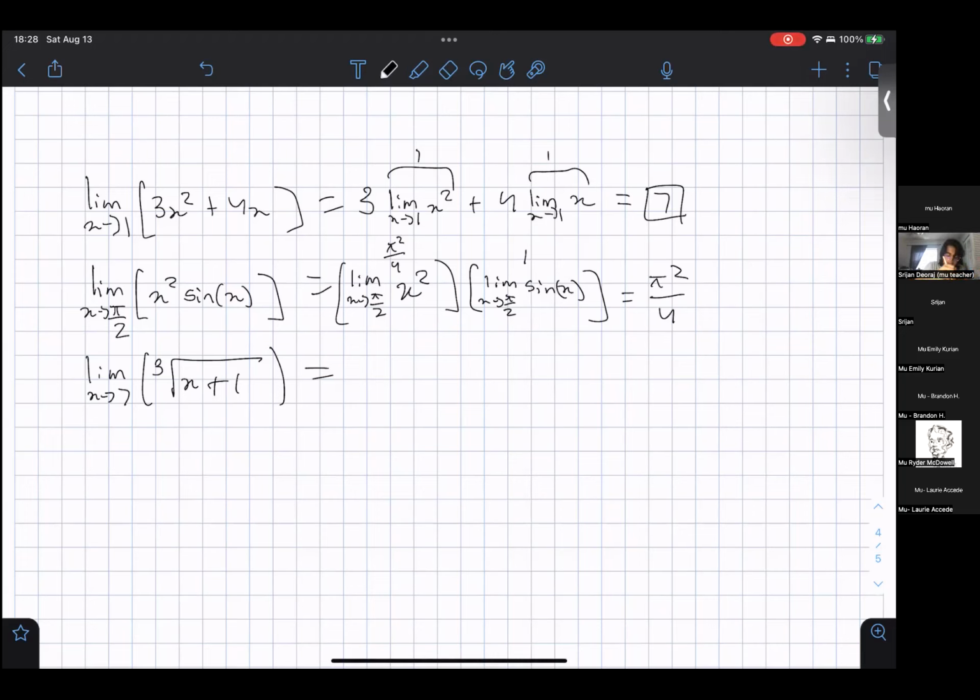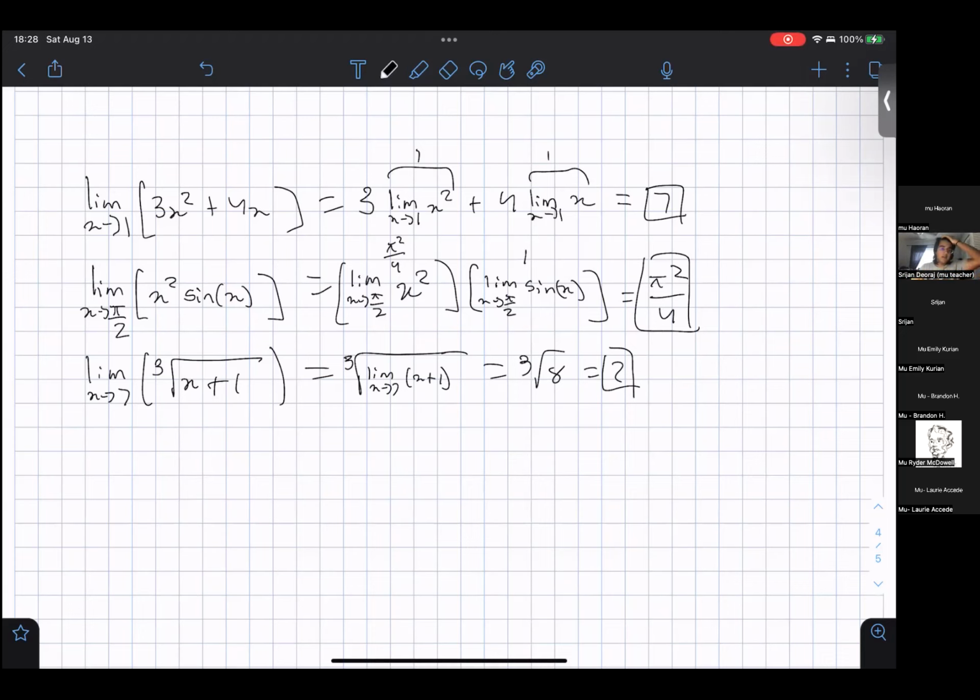Here we can pass this x equals 7 into that cube root. So this is just the cube root of the limit as x approaches 7 of x plus 1, which is just cube root of 8, which is just 2. So I hope you guys all got those answers.